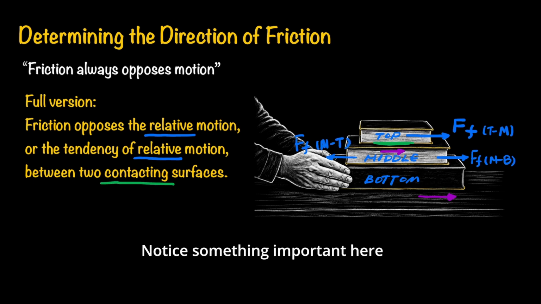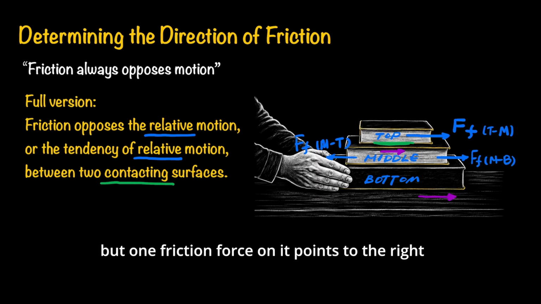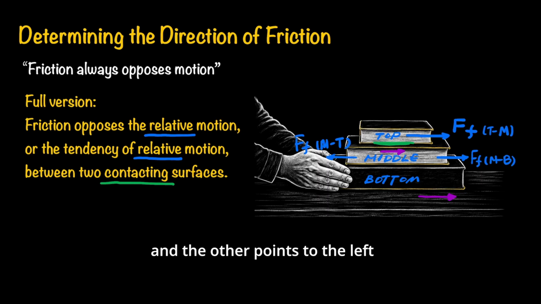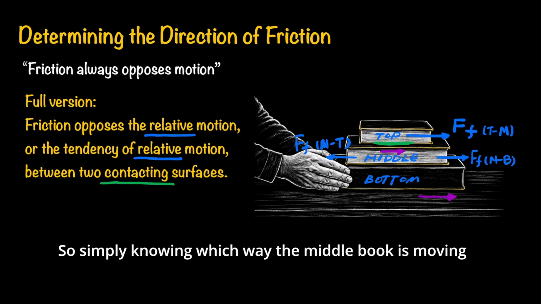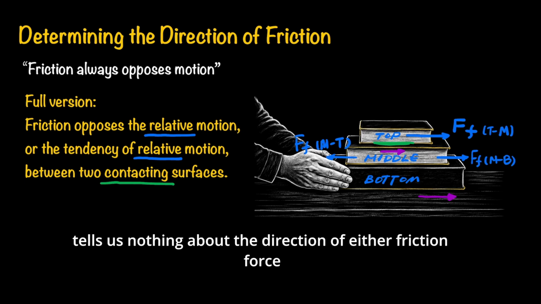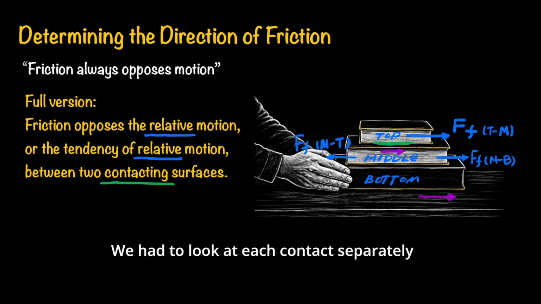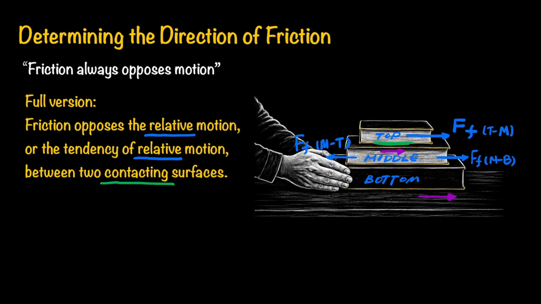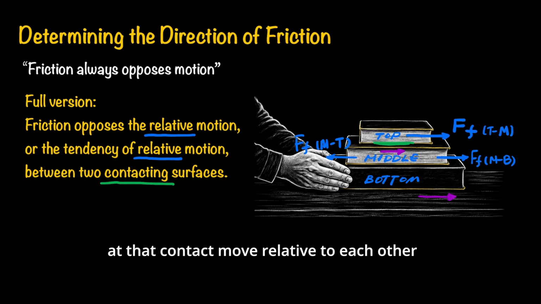Notice something important here. The middle book is moving to the right, but one friction force on it points to the right, and the other points to the left. So simply knowing which way the middle book is moving tells us nothing about the direction of either friction force. We had to look at each contact separately and ask, how would the 2 objects at that contact move relative to each other, or tend to move relative to each other? That's what determines the direction of friction.